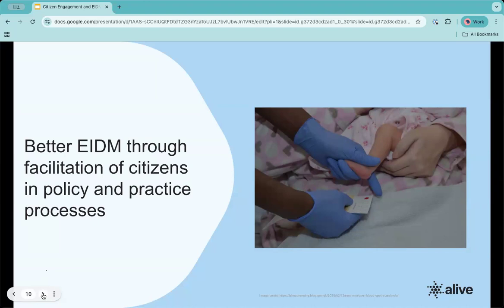So when we think about how to facilitate citizens, we have to think through the whole process. Who are we going to choose and why? How are we going to introduce them to those policy forums? How do we brief them? How do we ensure that they have a voice, etc., etc.?